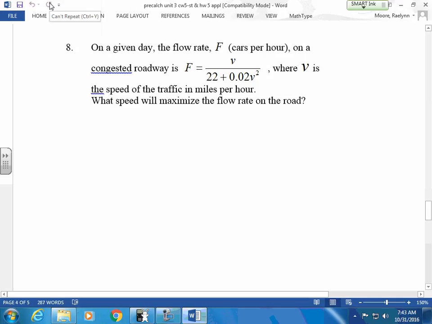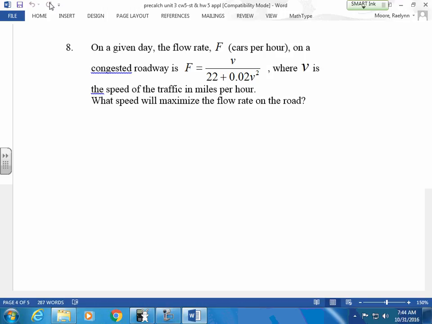It says on a given day, the flow rate X, these are cars per hour on a congested roadway, is given as this formula, where V is the speed, it's like velocity, of traffic in miles per hour. What speed will maximize the flow rate of traffic on the road? So maximize, what does that mean? Since it tells me maximize, where do I put this? In your Y1. You're only given one thing with one variable. You don't have to find anything else.